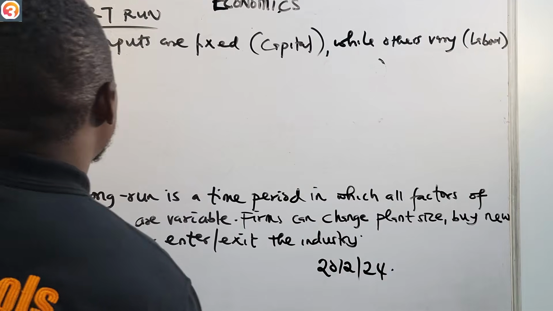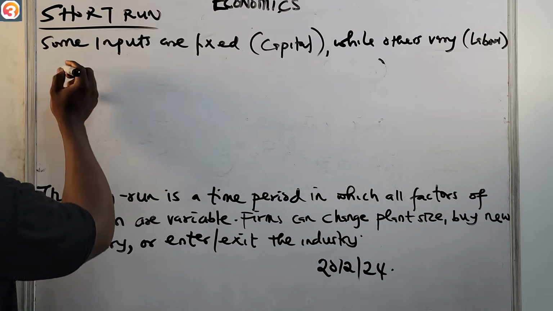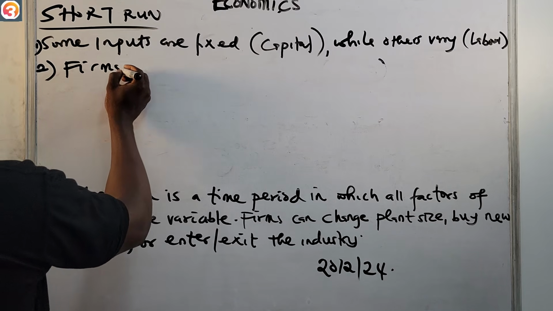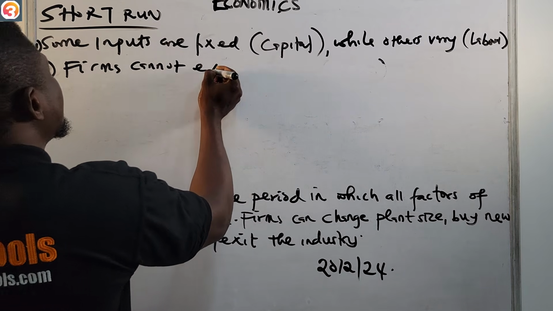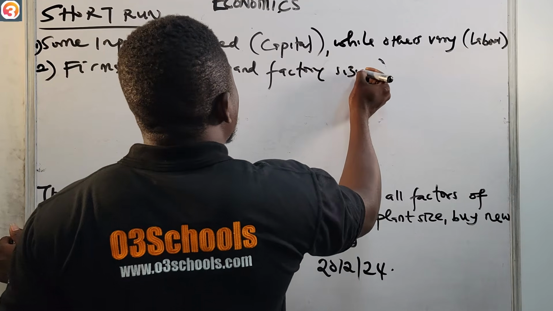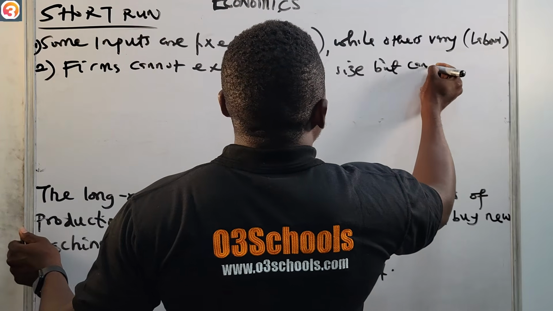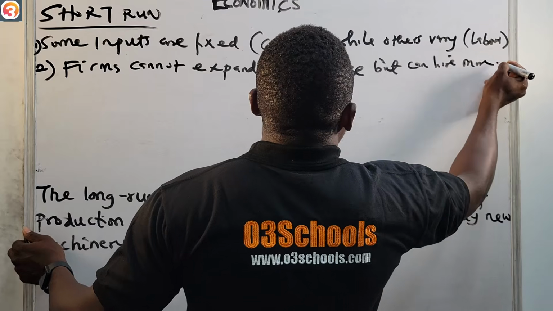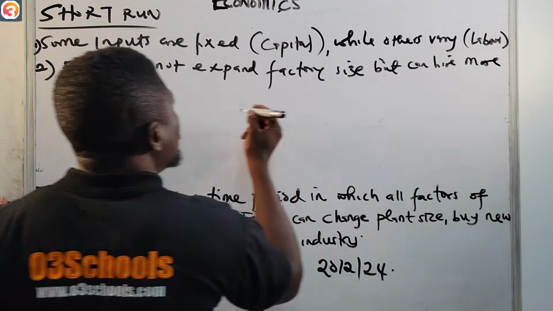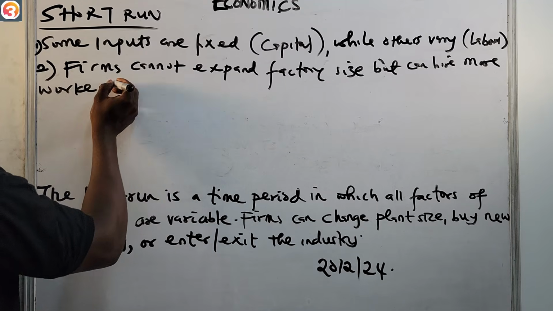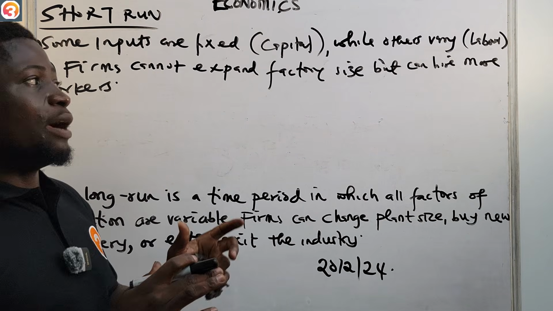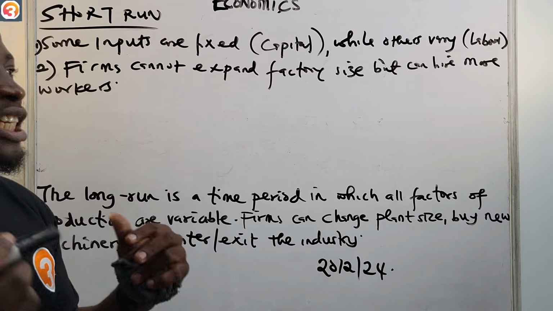Then of course another one is that firms cannot expand. Number two: firms cannot expand factory size, but can hire more workers, which is what we just looked at. Firms cannot expand factory size, but they can hire more workers in the short run.